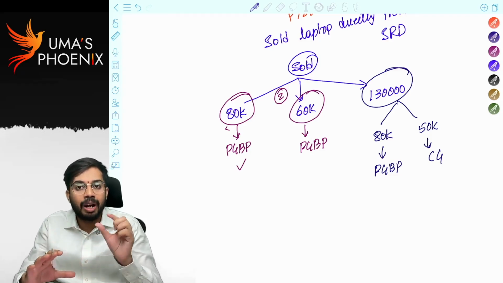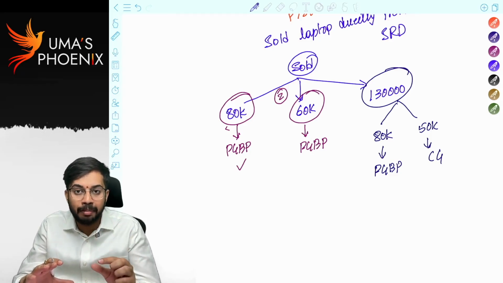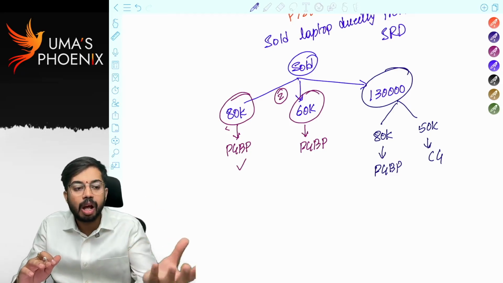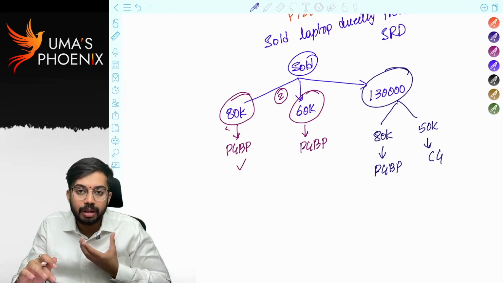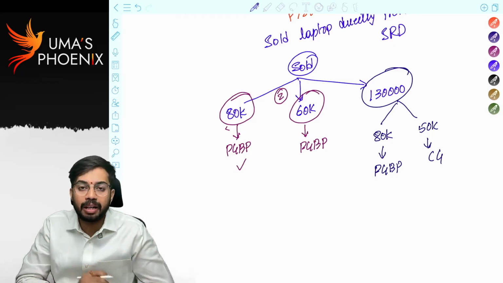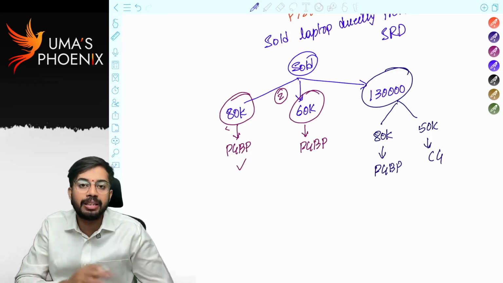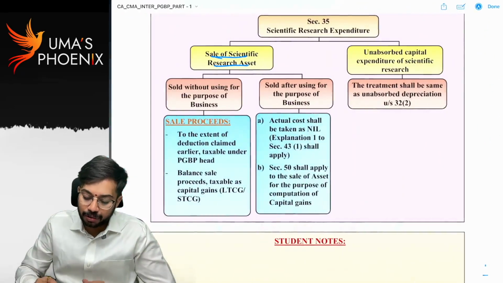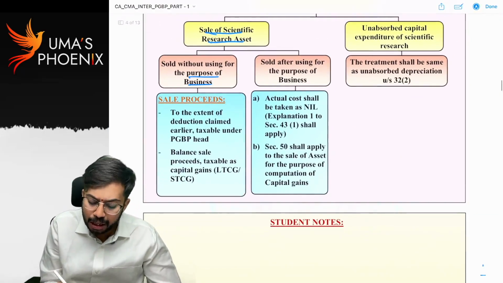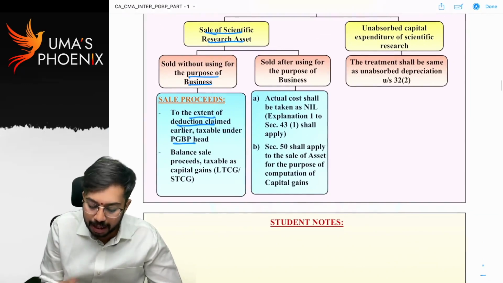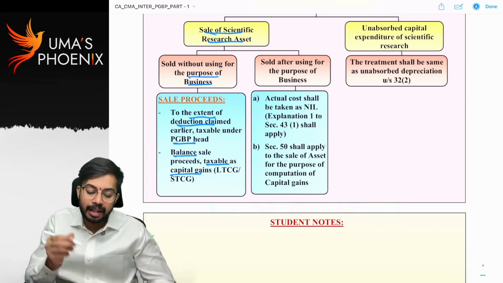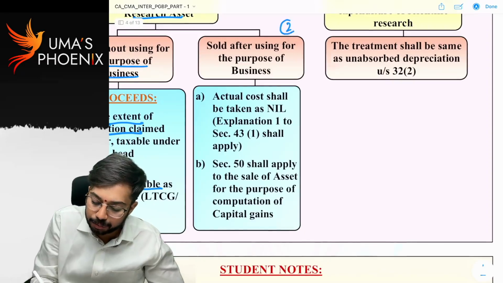So whenever you are selling the asset from scientific research department directly, outright, then out of total sale proceeds, whatever the amount of deduction claimed earlier is there, to that extent amount is taxable under the head PGBP. Balance amount is taxable under the head capital gains. That's what I have written. Sold without using for the purpose of business, then to the extent of deduction claimed earlier, taxable under the head PGBP. Balance, it is taxable as capital gains. This is case 1. Next, case 2.